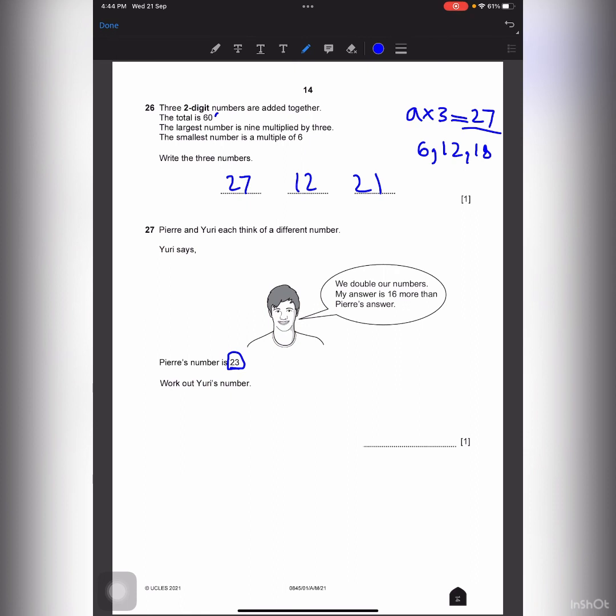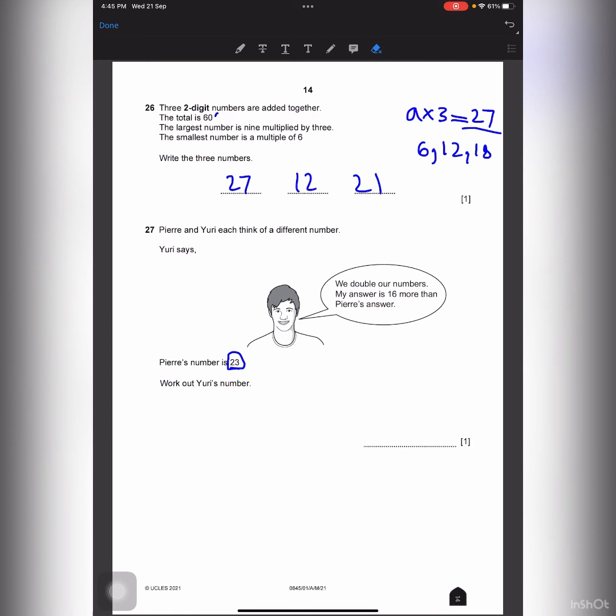So they said it's 16 more. So she said that if we double it, we double our number. My answer is 16 more than Perry's number. So first we can double the number. So double our number. So this is like a backwards question actually. So what we have to do is go backwards.